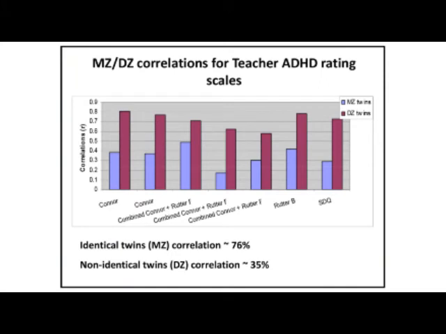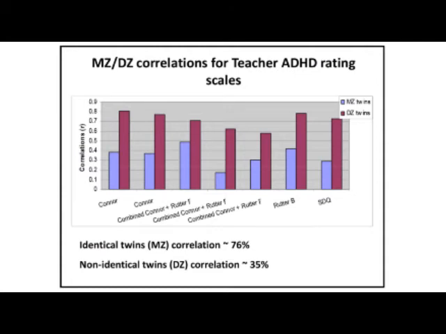But these sorts of heritability studies are looking at correlations in the general population. They're not focusing on concordance rates for the clinical disorder. They're taking ADHD symptoms in a population sample and looking at correlations in identical and non-identical twins. And it shows it is a remarkably reliable set of measures, giving you these MZ twin correlations of 76%. This is from teacher ratings, and it's about half that for DZs, and that's why you get these very high heritabilities.